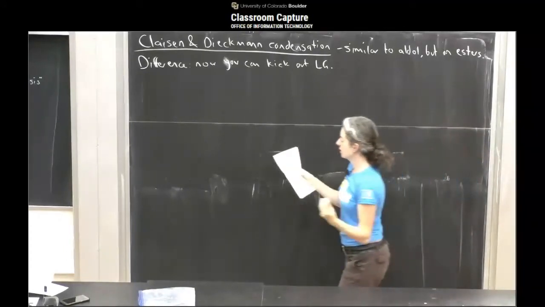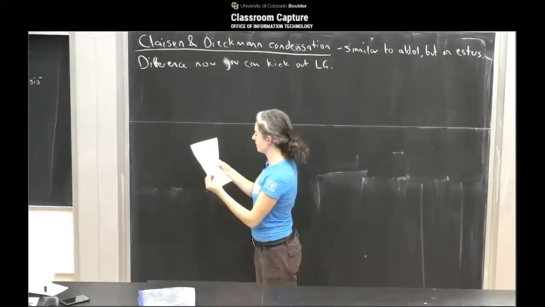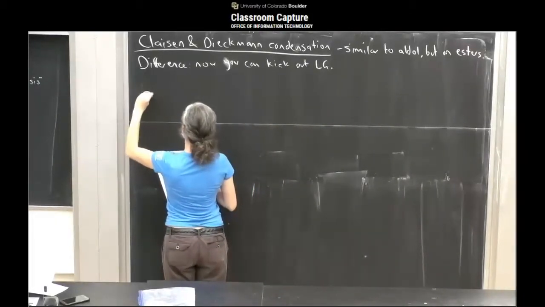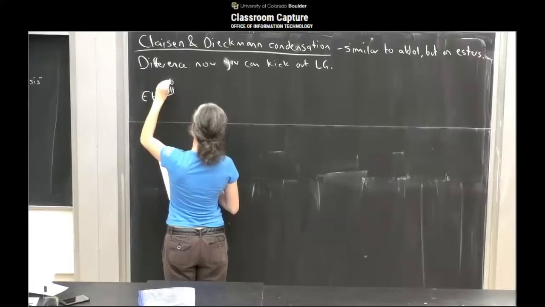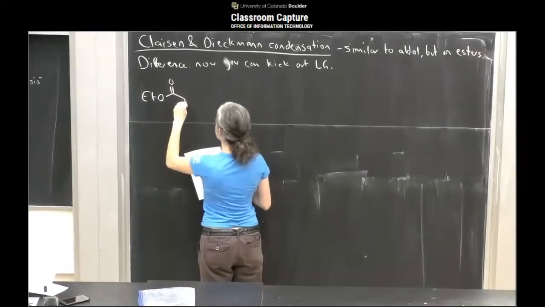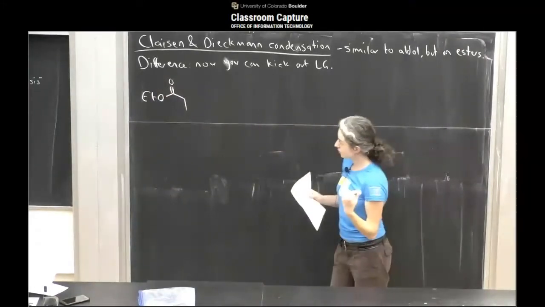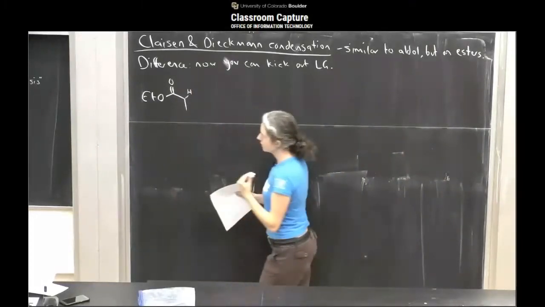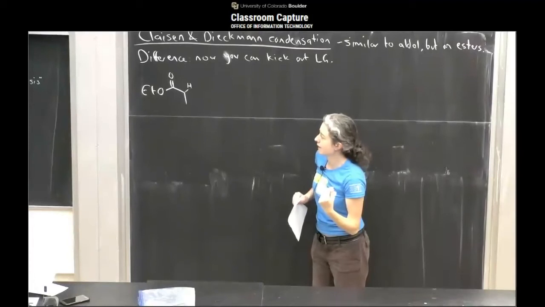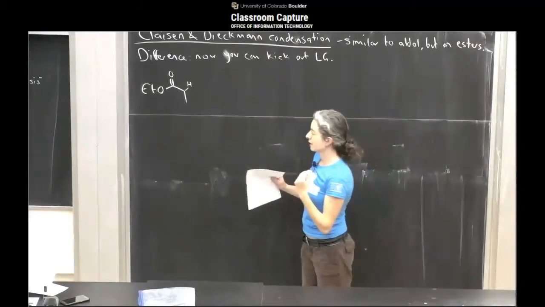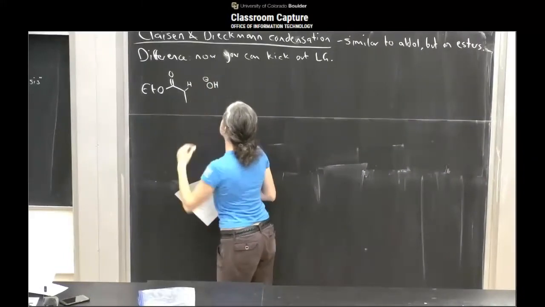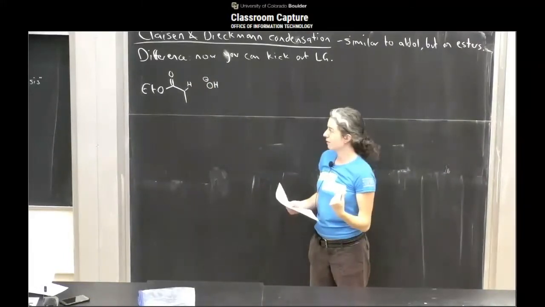So let's just do one example, and then we can talk about some details and why they work out the way they do. Okay, so I'm going to use this ester, for example. And I'm going to use a base to deprotonate that. Here's where things get a little bit more complicated. If I used OH minus, that would still deprotonate it.